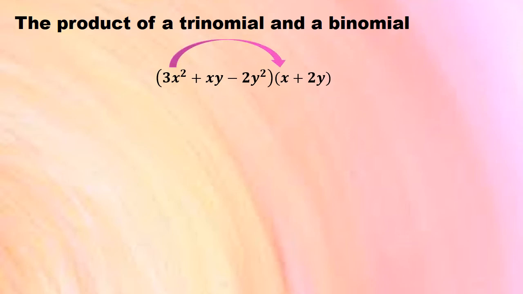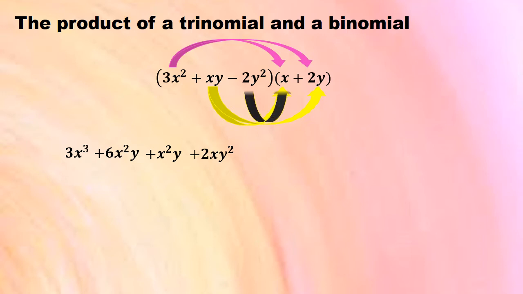But otherwise, very easy. You just take the 3x squared, you multiply it with the two terms in the second bracket, so 3x to the power 3, plus 3 times 2 is 6x squared y. Take the middle term xy and multiply it with the two terms in the second bracket. Positive x squared y. Plus times a plus is a plus 2xy squared. And then the very last term in the first bracket with the two terms in the second bracket. So it's negative 2xy squared, negative 4y to the power of 3.